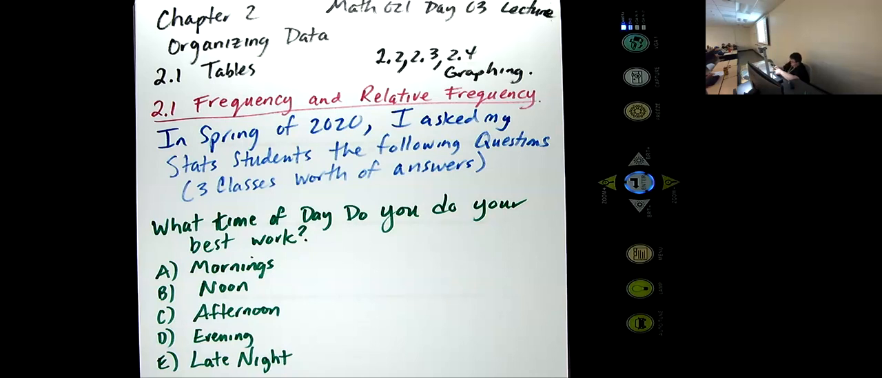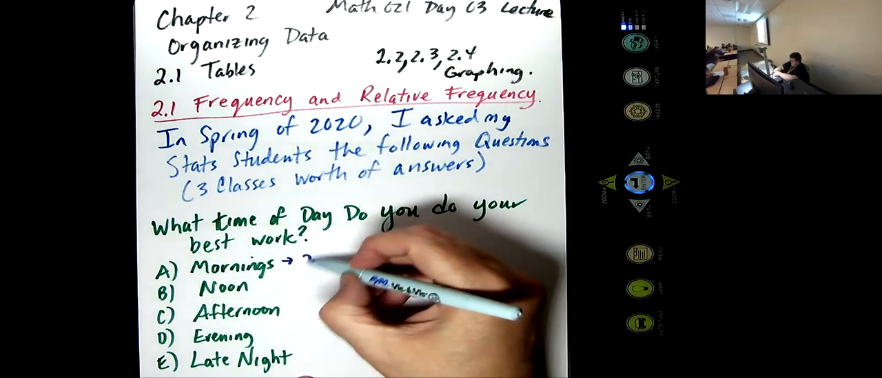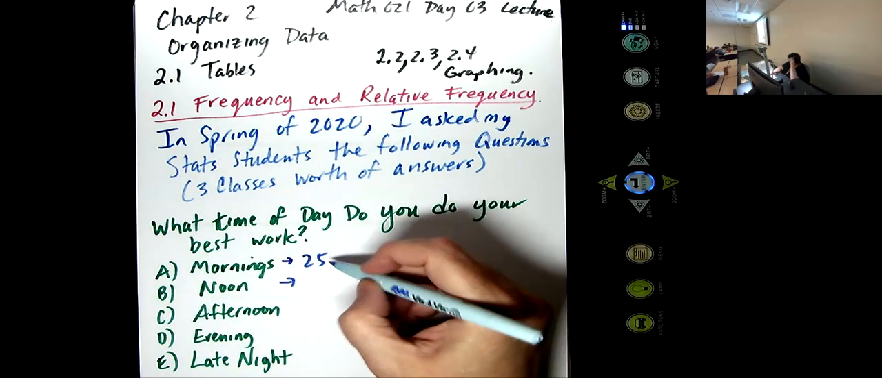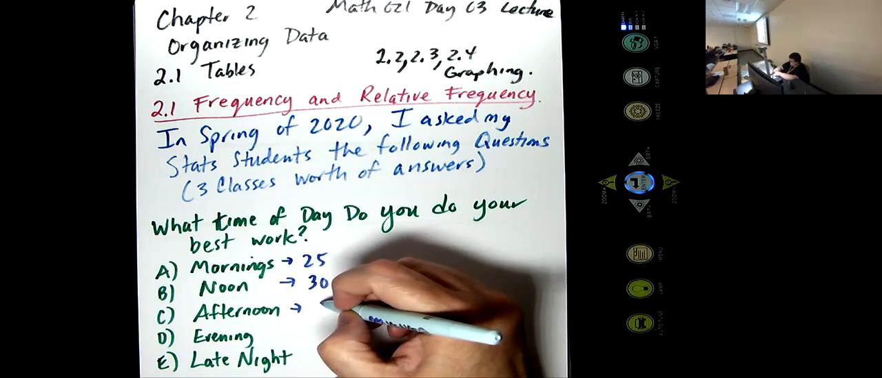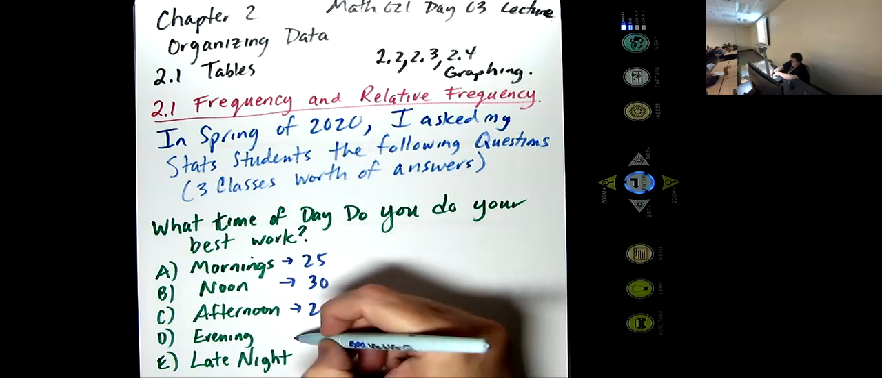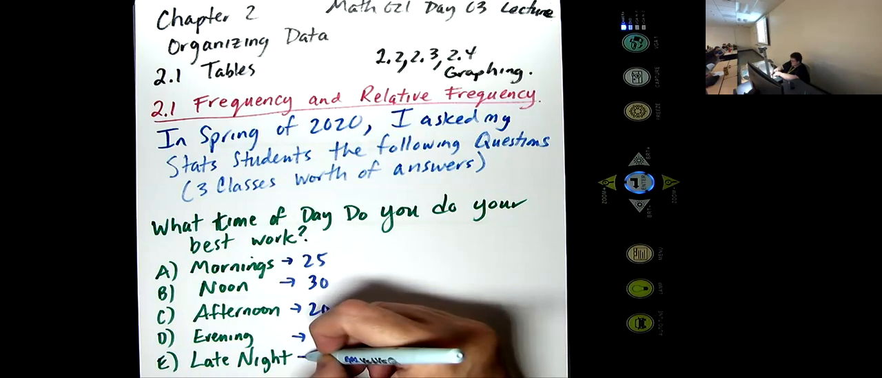And these were the results. I had 25 people choose mornings. 30 people chose noon. Afternoon was 20. Evening was 17, and late night was 9.